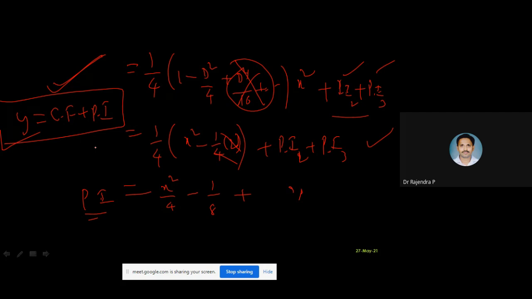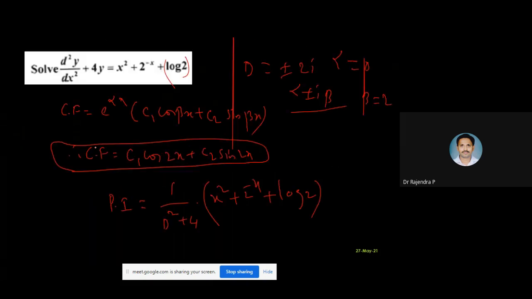So what we learned in this particular problem extra: how to handle log, how to handle some constants. Okay, so that you know.